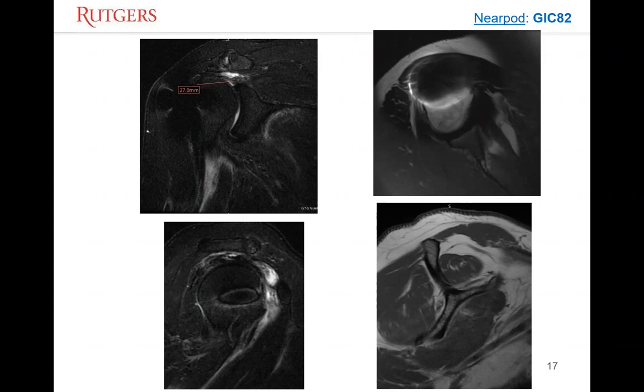So most people here are saying reverse. Some people are saying repair, and then one person said superior capsular reconstruction. All right, so that's the end of our polls.